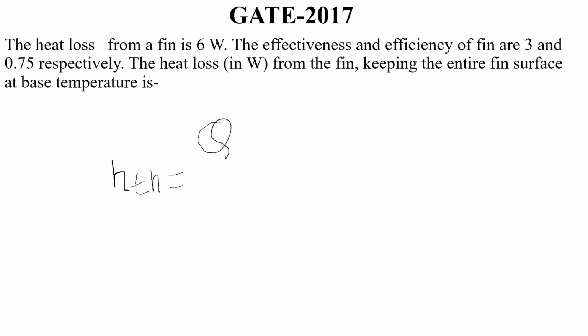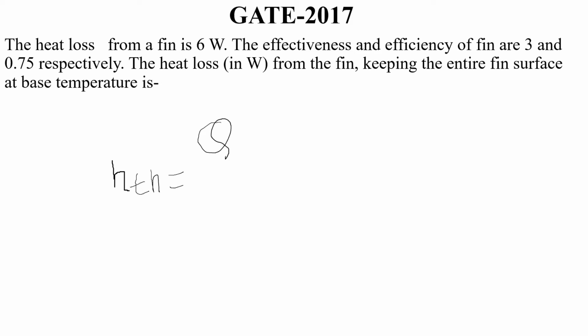Hello everyone. Now we are going to discuss a problem from GATE 2017. According to the problem, the heat loss from a fin is 6 watts. The effectiveness and efficiency of the fin are 3 and 0.75 respectively. The heat loss in watts from the fin, keeping the entire fin surface at base temperature, is? Now, to confuse the students, both fin efficiency and fin effectiveness are given in the numerical.